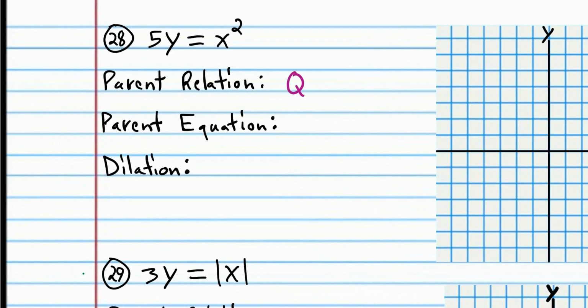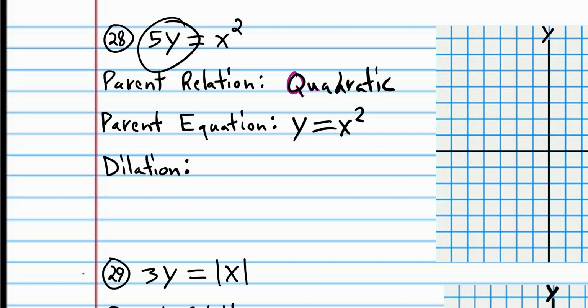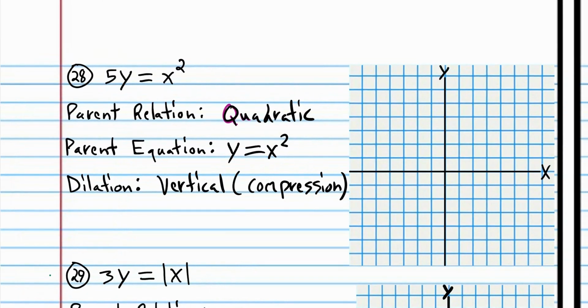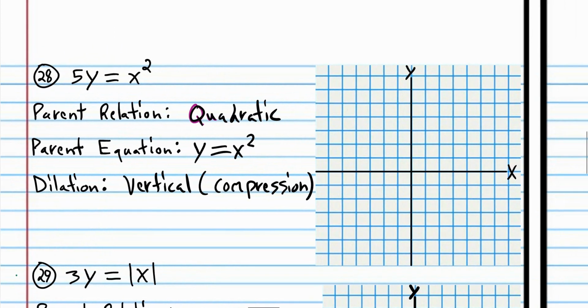This is the quadratic parent relation, and the parent equation is y is equal to x squared. And we're multiplying y, so whenever you multiply or divide y, it's going to be a vertical dilation. What type of dilation? Well, multiplication is compression, remember? Multiplication is always compression. Okay, so now we just have to graph it.